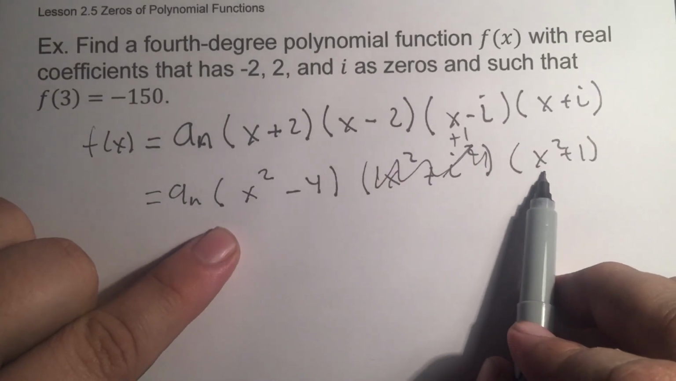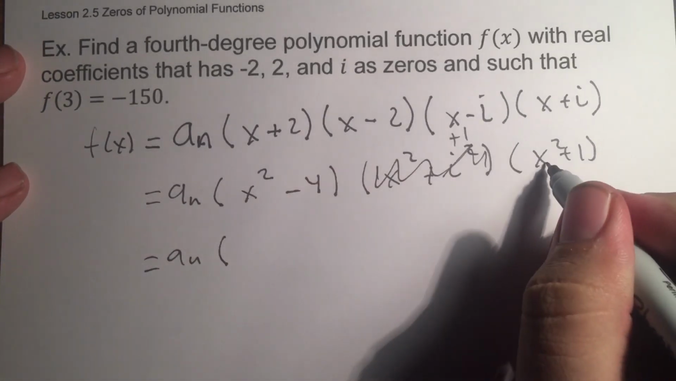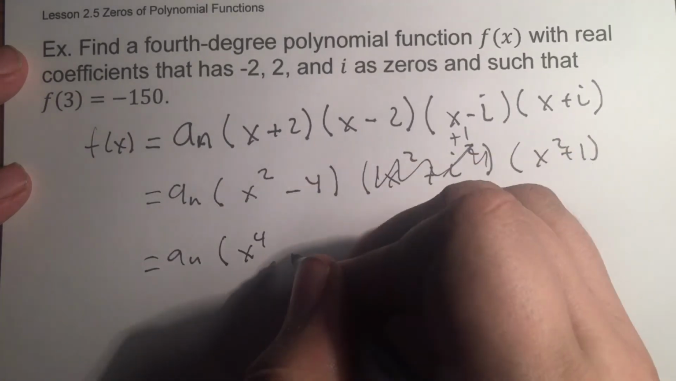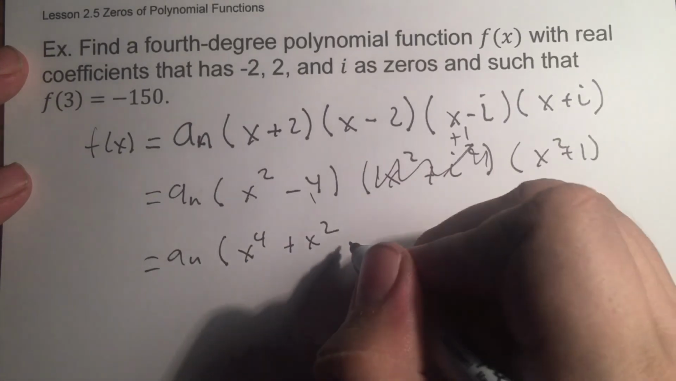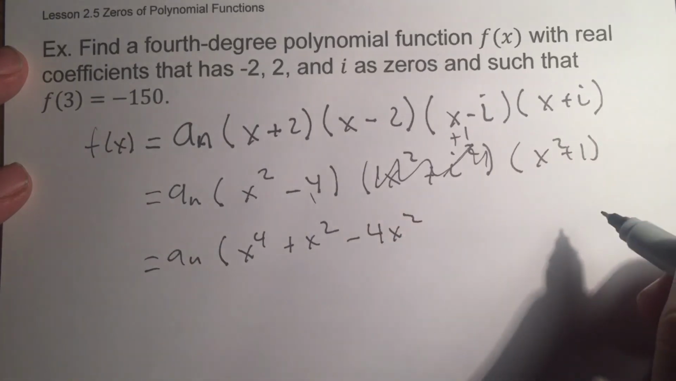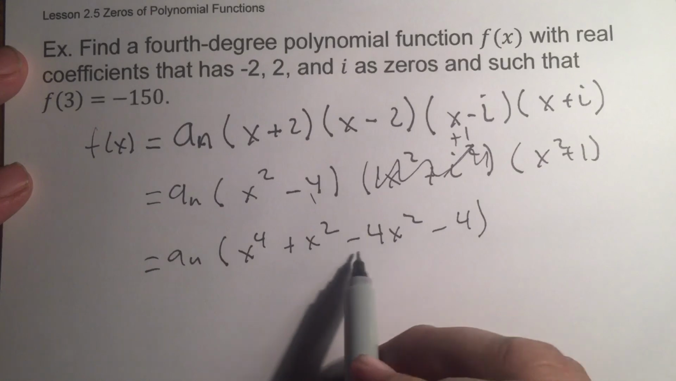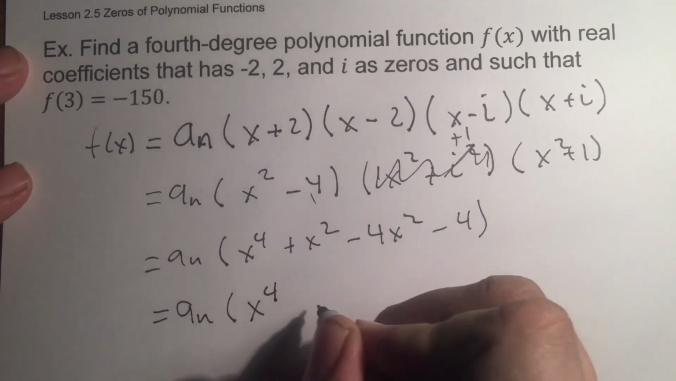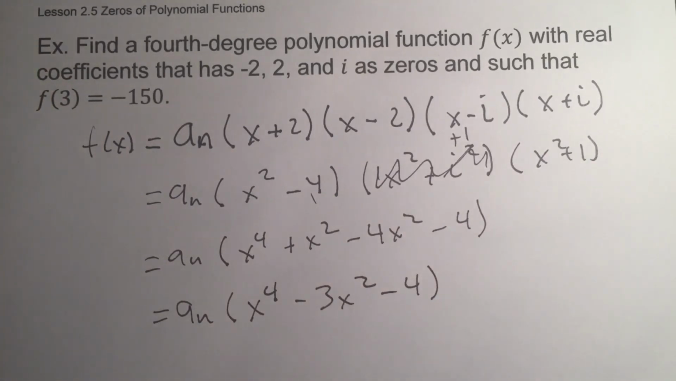So, FOIL these two now. x squared times x squared would be x to the 4th. x squared times 1 would be plus x squared. -4 times x squared would be a minus 4x squared. -4 and 1 would be a minus 4. So these two I could put together, and so we have a sub n times x to the 4th minus 3x squared minus 4.